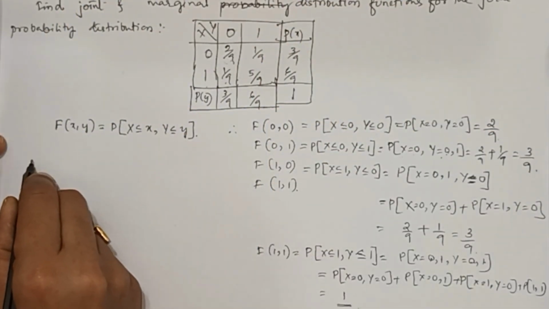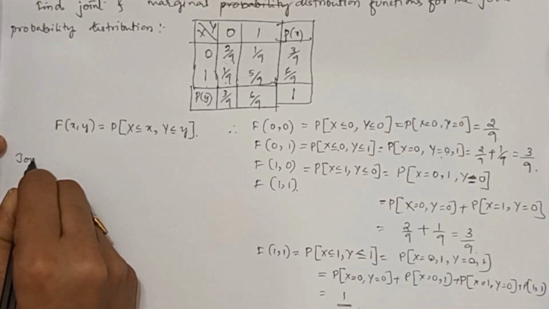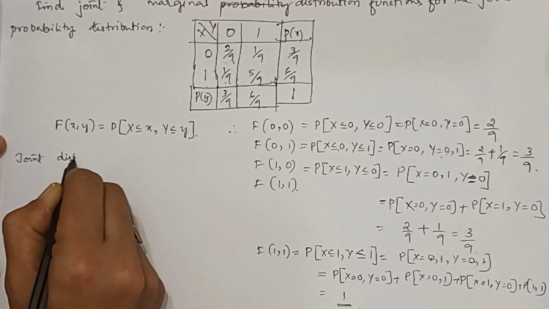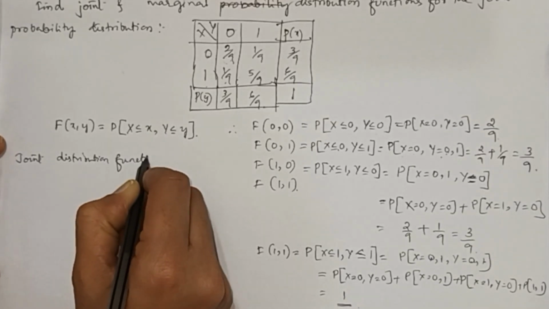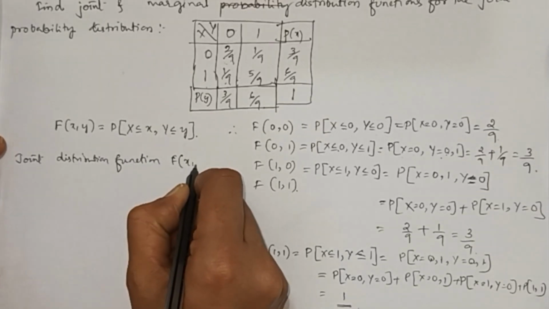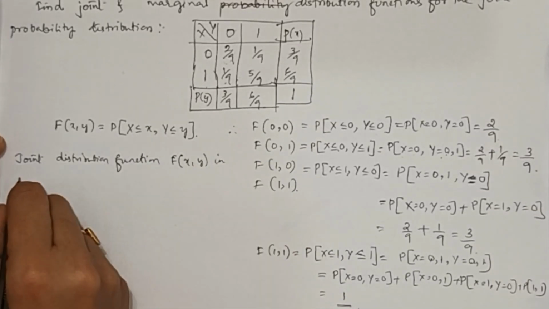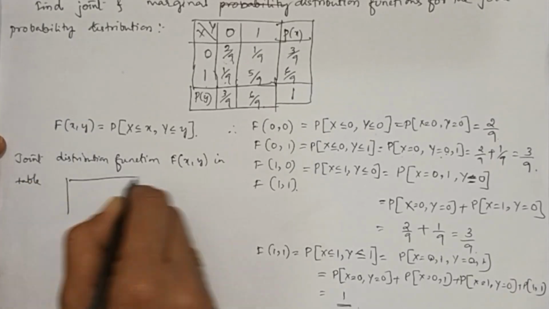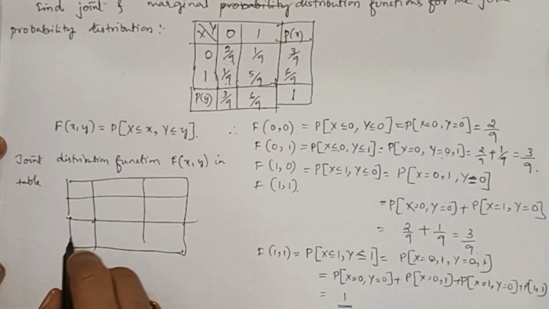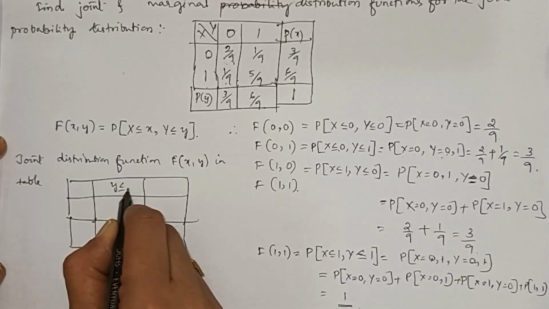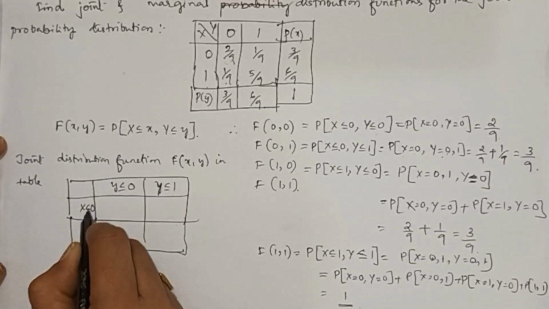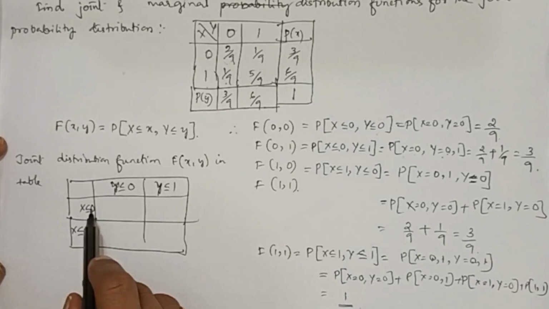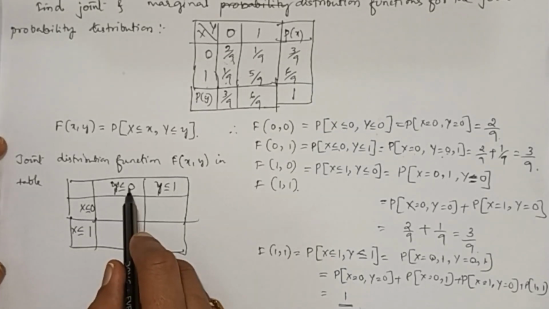You can write it in a table. So the joint distribution function F of x comma y in tabular form is like this. You have here Y less than or equal to 0 and Y less than or equal to 1, then here X less than or equal to 0, X less than or equal to 1. So X less than or equal to 0, Y less than or equal to 0.